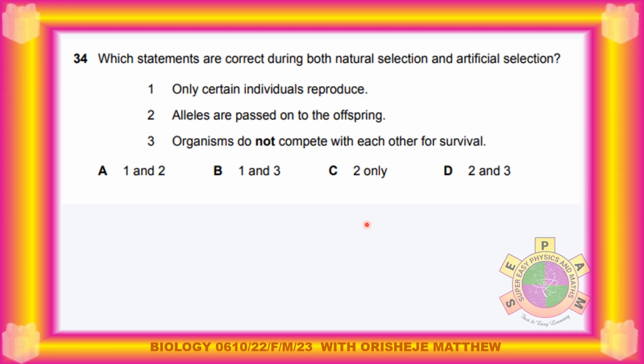34. Which statements are correct during both natural selection and artificial selection? Only certain individuals reproduce. Correct. Alleles are passed on to the offspring. Correct. Organisms do not compete with each other for survival. Wow, that is wrong. In every ecosystem, there is always competition. So the correct answer is 1 and 2, which is A.